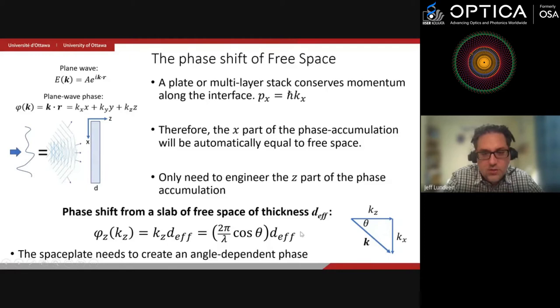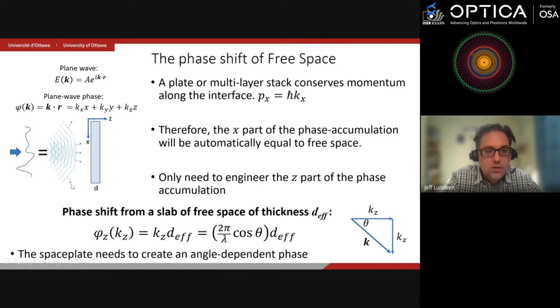We can discuss later. Okay, so the phase that you get is just due to the k_z component, and it's just going to be k_z times the distance propagated in z, so d-effective. And k_z is just cos of the angle times the magnitude of k, and the magnitude of k is 2 pi over lambda, so that's the formula. The main lesson here is not so much that it decreases, though that's surprising, but that it depends on angle. So the phase that you need to impress on each wave is going to depend on the angle of the wave.